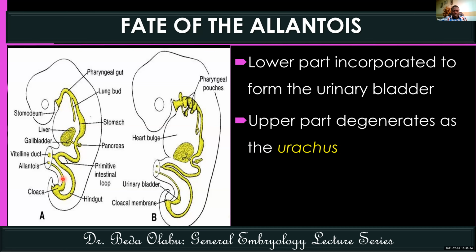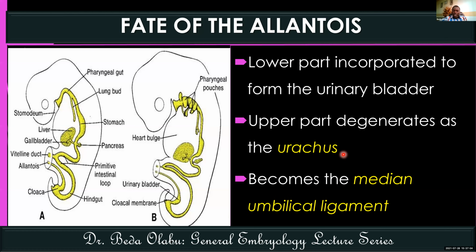It usually collapses. And that collapsed allantois is what we call the urachus. As time goes by, the urachus is expected to just solidify. It is expected to lose its lumen and just become a solid material. And that solid material is what we call the median umbilical ligament. So the median umbilical ligament is a remnant of the urachus, and you and I have the median umbilical ligament.